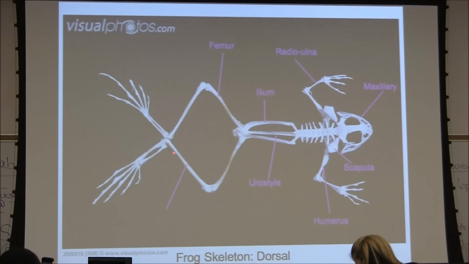And what's this guy right here? Tibia, fibula. Tibia something, yes. The tibiofibula. Victor? No. You're never gonna live it down. All right, tibiofibula. And just so you guys are aware, this is dorsal, meaning you're looking down on the frog's back.